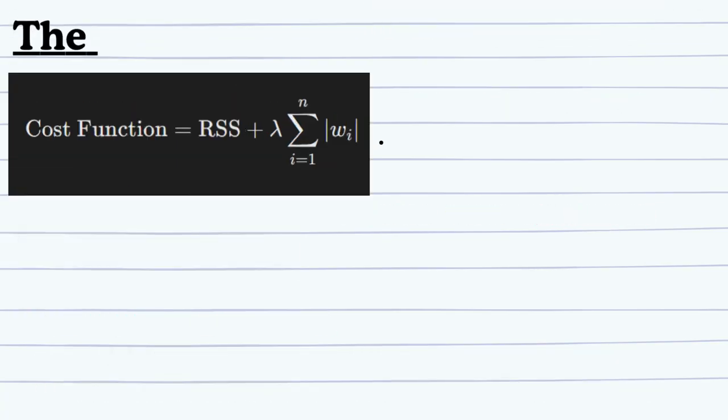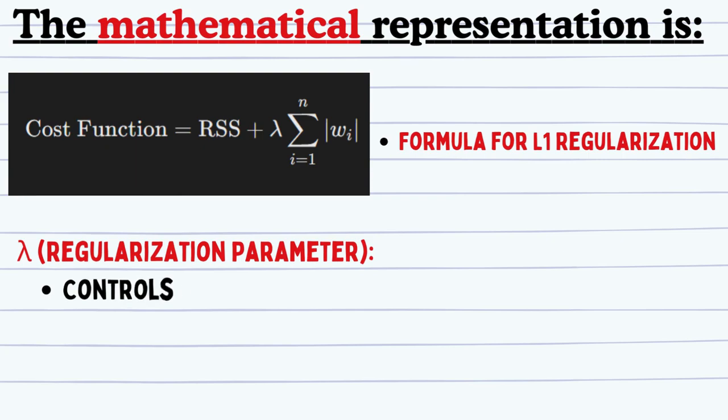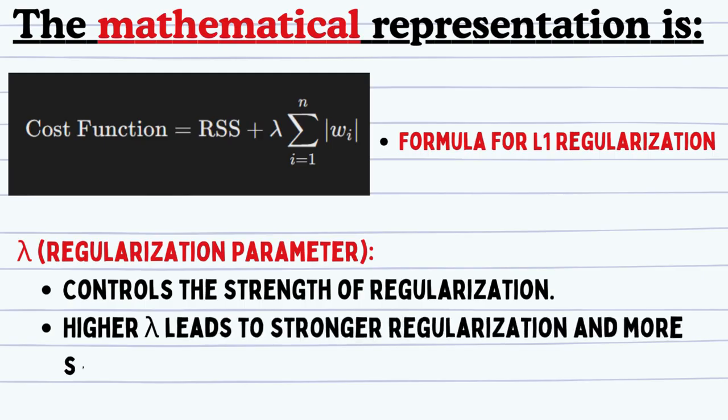Lambda, the regularization parameter. Lambda controls the degree of regularization applied to the model. A higher value of lambda means more regularization, leading to greater penalties for large coefficients. Choosing the right lambda is crucial. It balances the trade-off between fitting the data well, lower RSS, and keeping the model simple by shrinking coefficients.